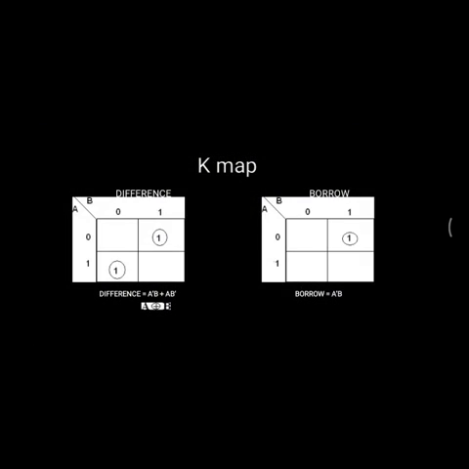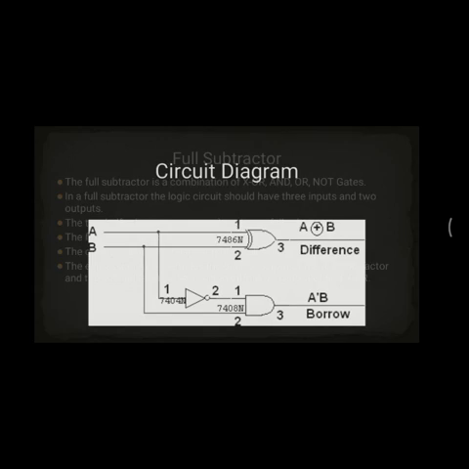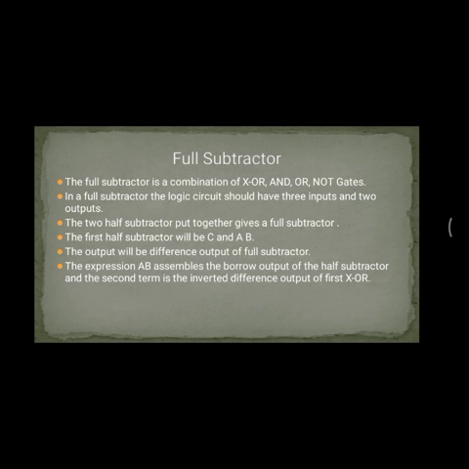This is the K-map of half subtractor. This is the circuit diagram of half subtractor. Next we are going to see about full subtractor. The full subtractor is a combination of XOR and OR NOT gates. In a full subtractor, the logic circuit should have 3 inputs and 2 outputs. Two half subtractors put together give a full subtractor.